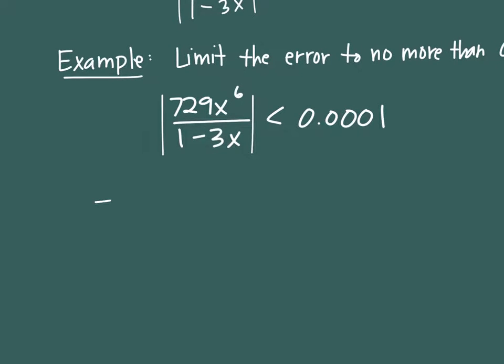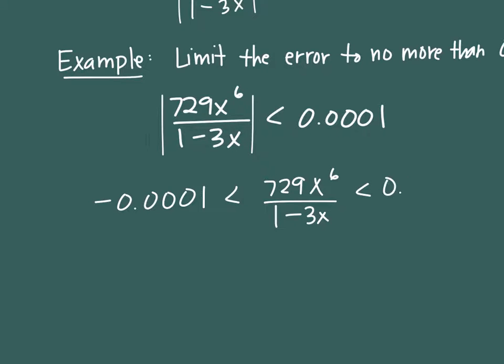So if you take the absolute value off, then our error bound would be between negative 0.0001 is less than 729x to the 6th over 1 minus 3x, which is less than 0.0001. And then I'll let you use a calculator to find that with a very small window. Okay, because you can't solve that algebraically very easily, you'll put that into your calculator.